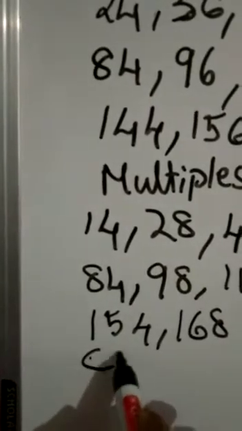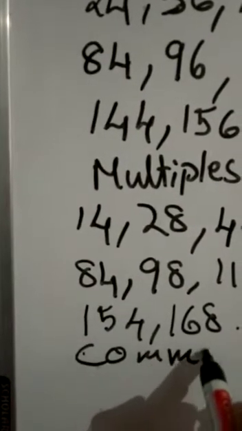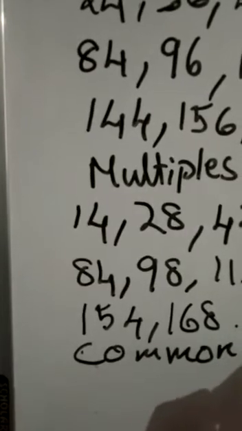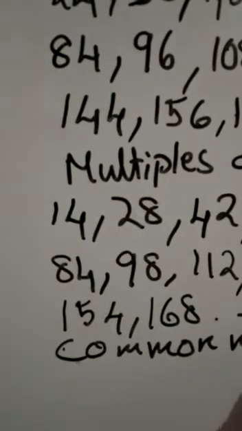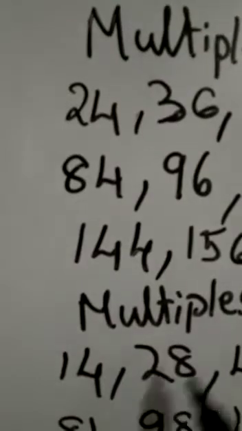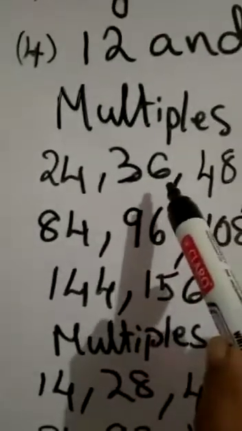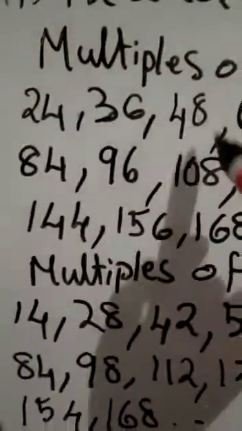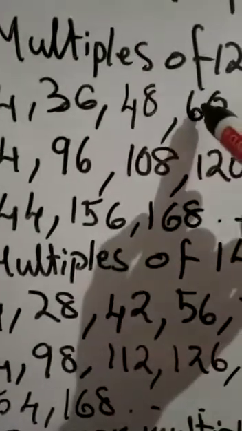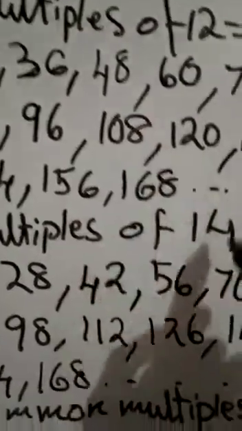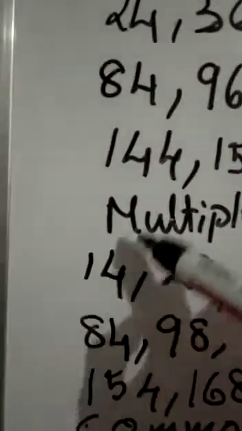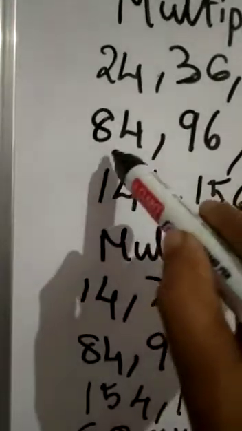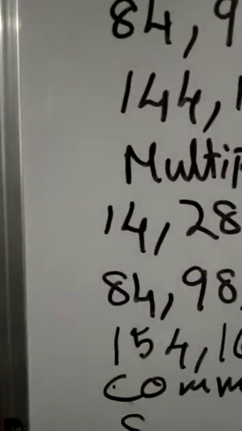Okay, now the common multiples. What are the common multiples? These are big numbers, right? Now let us start. 12, no. 28, see here. 36, no. 48, no. 60, no. 70, 72, no. 84, yes, 84 is there. Okay, the first number that is common is 84.